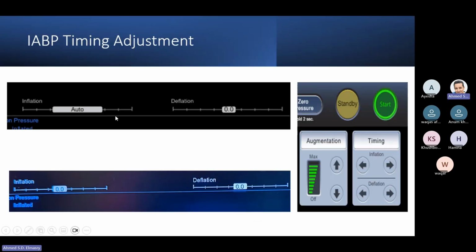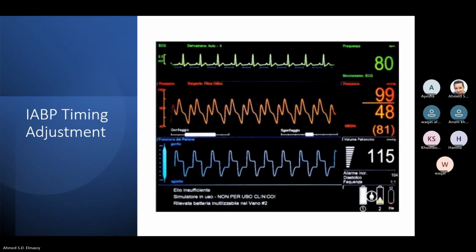And as you see here, this is the auto mode with inflation happening automatically by the machine. But once you convert to the semi-auto mode, you will have access to adjust the inflation and the deflation timing by manipulating this button for the inflation timing and the deflation timing. So here, this is the normal timing for the intra-aortic balloon in the auto mode. And here, as you see, the deflation time can be adjusted by the operator. And if you check the timing here, it's optimum.